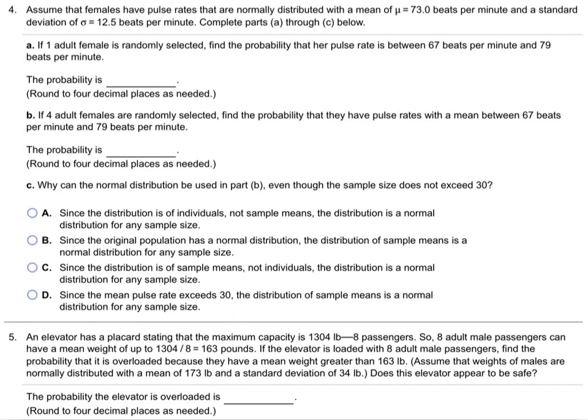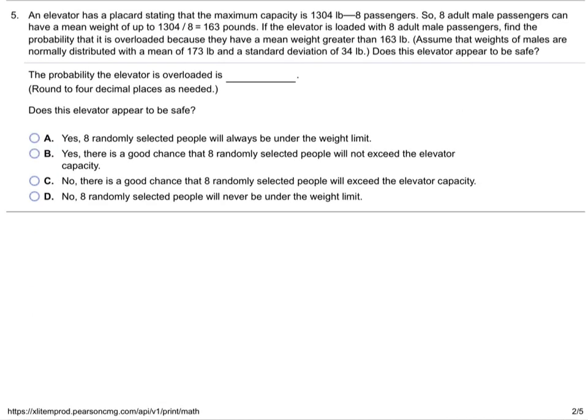So that's the same thing. How about I move on? 5. I'm going to go to the more interesting ones now. All right, so 5 will be a little more interesting. Elevator has a placard. So here we have an elevator one again. In fact, how are we doing on time? I want to make sure I cover that last section.